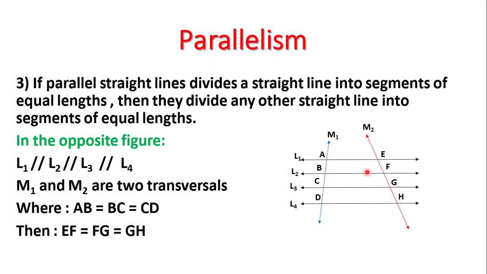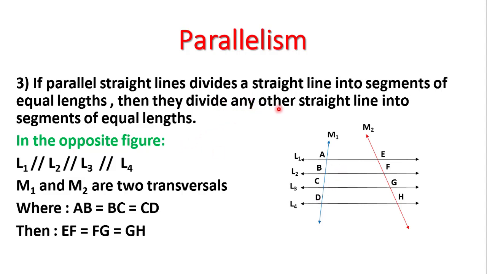Another fact, if parallel straight lines, like here for example, L1, L2, L3, L4, which are parallel straight lines, divide a straight line M1 into segments which are equal in length. It means that the length of AB equals the length of BC equals the length of CD.